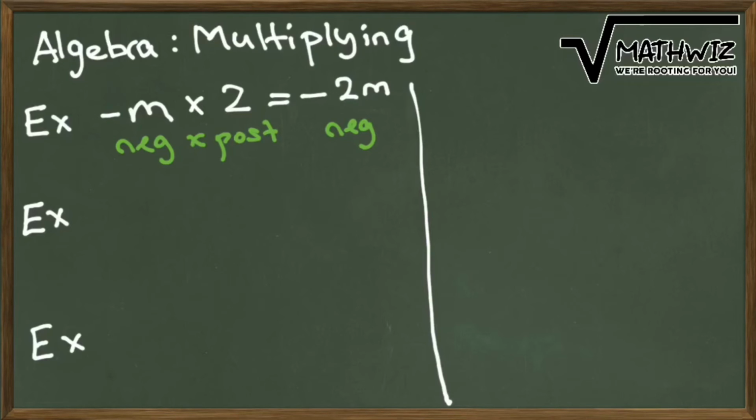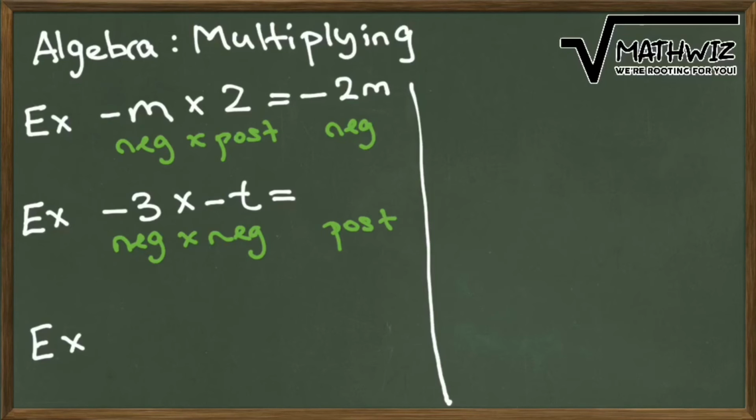Let us go with negative 3 multiplied by minus t, or negative t. So in this case, we would have a negative multiplied by a negative, which would give us a positive. And 3 times t gives us 3t. Please note this is a plus, and the letter there is a t. Right?